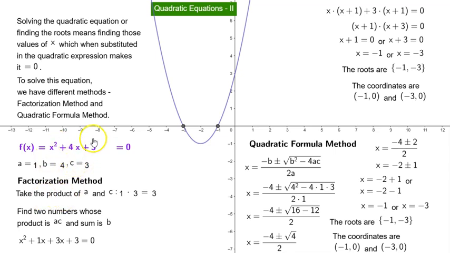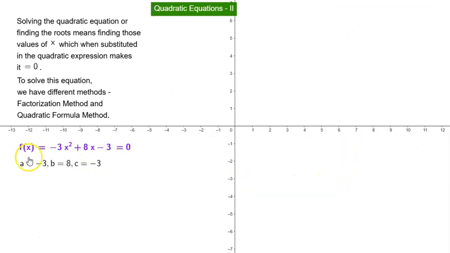Factorization method may not be possible all the time, but quadratic formula will work every time. Now let's look at the second problem. Minus 3x square plus 8x minus 3 is equal to 0. Here a is minus 3, b is equal to 8, and c is equal to minus 3. And here we can do it using factorization method. That I will leave it up to you.